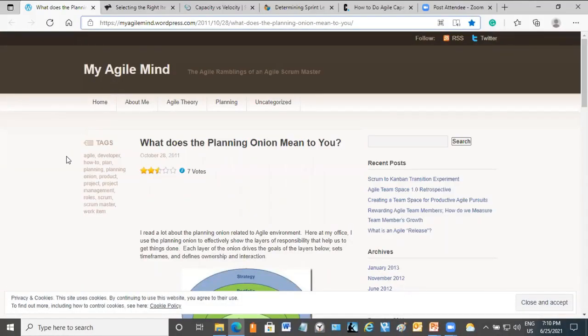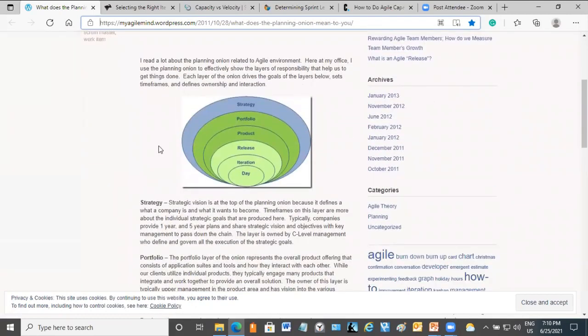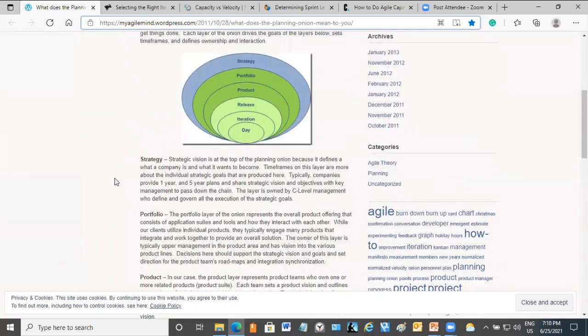There are several articles on the internet regarding the planning onion. Here is a good one. What does the planning onion mean to you? It has the same picture as we just went through, but let's look at a little bit more into this.